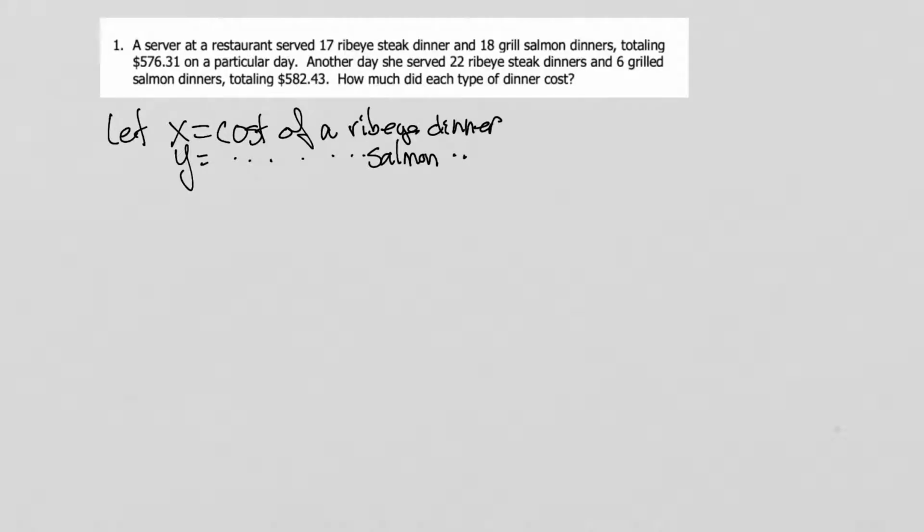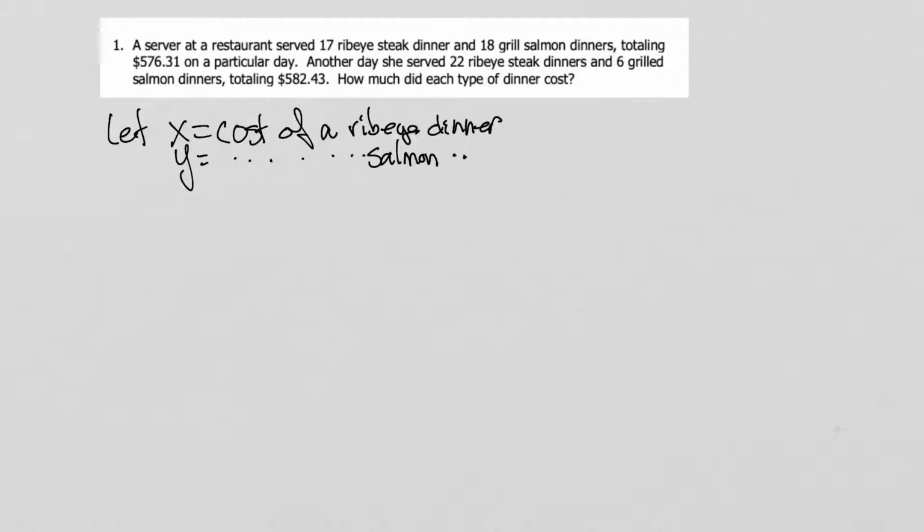So we have two things here, so we could introduce two variables. Let's try it. We have the cost of each dinner, so why don't we let X be the cost of the ribeye dinner, and Y be the cost of the salmon dinner. Now, here's what we know up here. If we had 17 of these and 18 of these, that total cost would be $576.31.